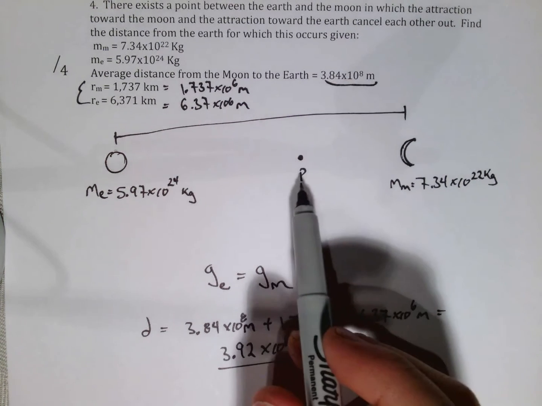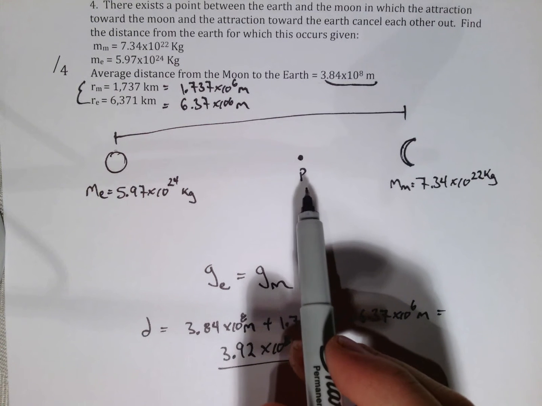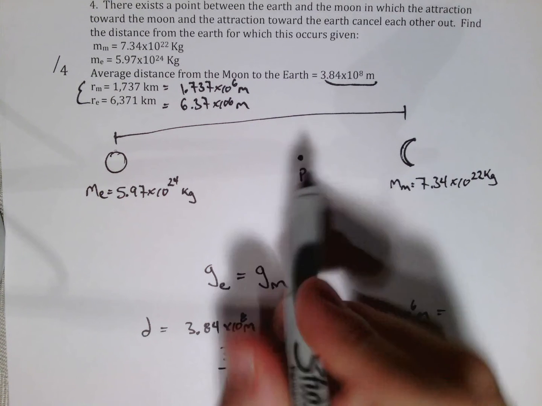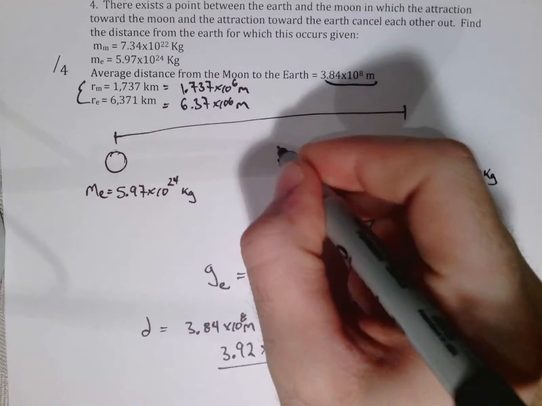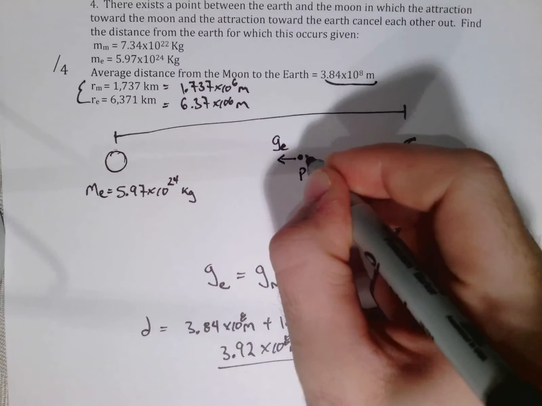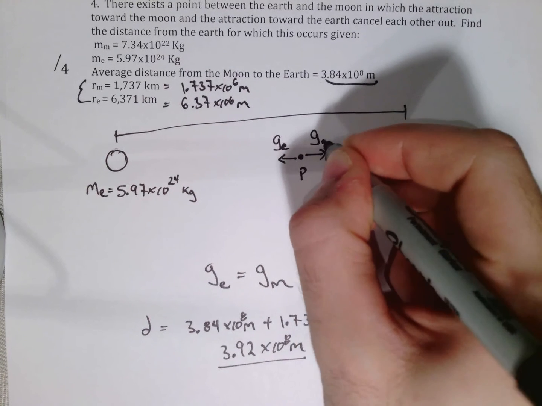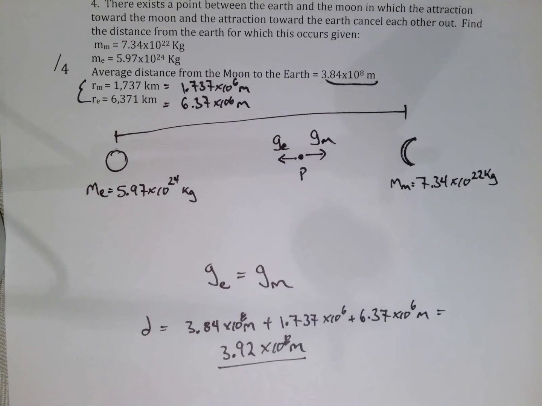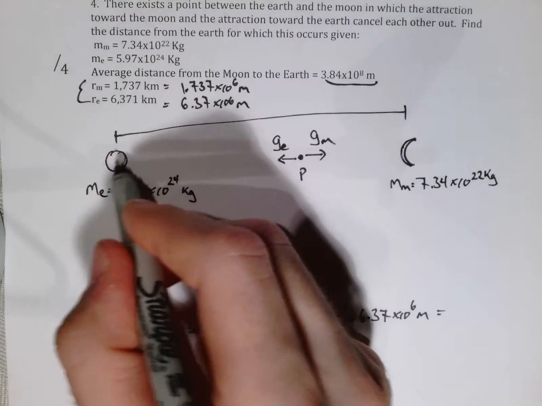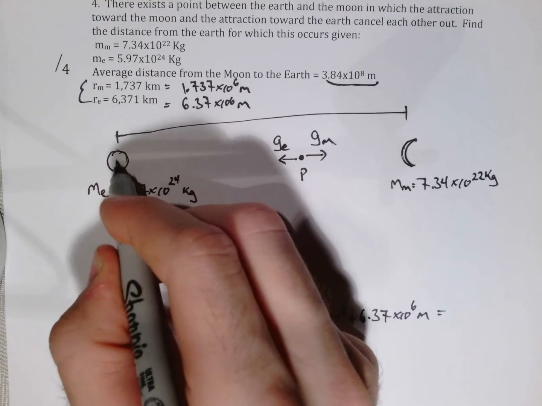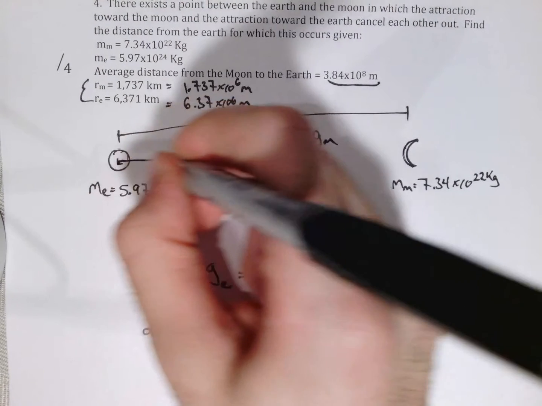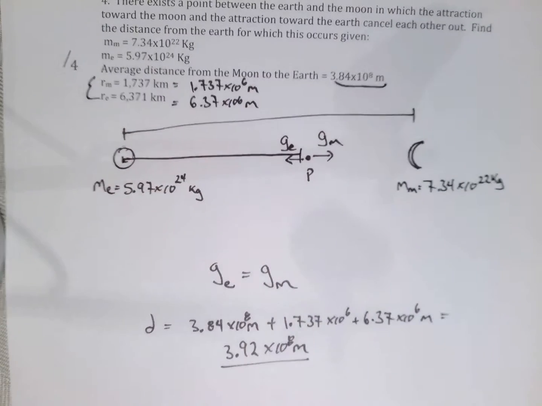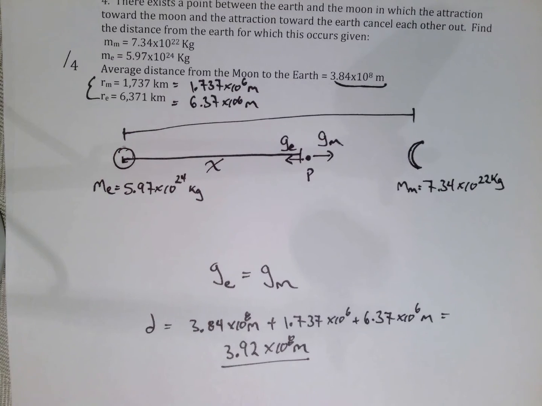And we know that there's some point P somewhere between them. We don't know how far. We know there's got to be a point P at which the gravitational pull from the Earth and the gravitational field from the moon cancel each other out, that they're equal and opposite. So let's call this distance from the center of the Earth to this point, let's call that x. Why am I doing this? Because that's what the question is really asking for, is the distance from the center of the Earth to that point P.